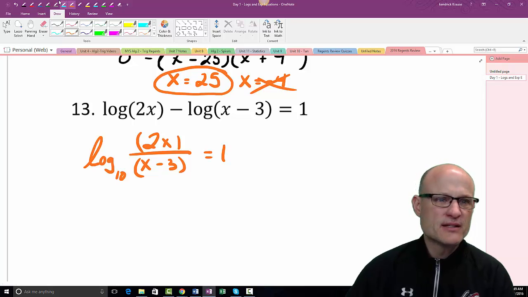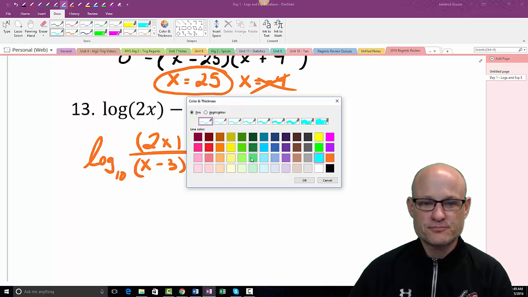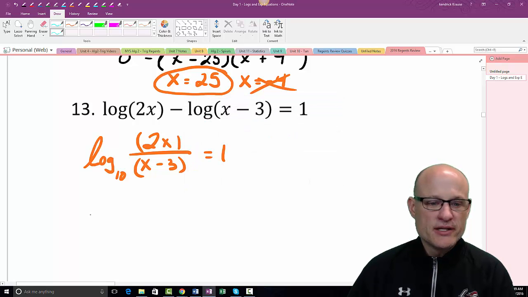Equals 1. These pens are so fat. How do I get them to be thin? So, it's all about that base.